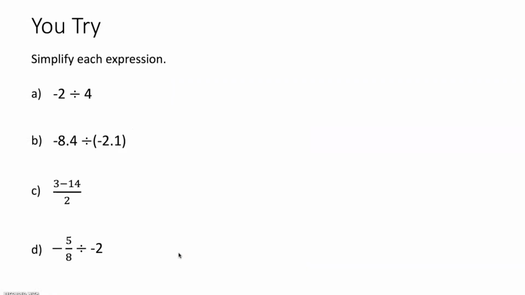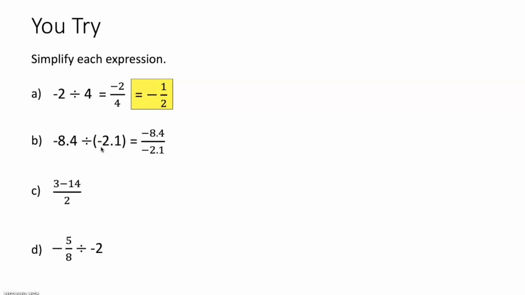You try. Okay, doing the same thing. So part A, we have -2 divided by 4. Anytime you're dividing two numbers that have different signs, your quotient, your answer, is going to be negative. So -2 divided by 4 is going to be -1/2. Part B, -8.4 divided by -2.1. Again, we're dividing two numbers, but this time they have the same sign. So anytime you're dividing two numbers that have the same sign, your answer is always going to be positive.